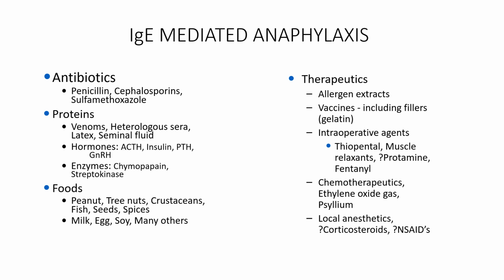Therapeutics like allergen extracts, vaccines, mostly live vaccines, intraoperative agents, thiopental, muscle relaxants, protamine, fentanyl. Chemotherapeutic agents, as we already discussed, like paclitaxel. Local anesthetic agents. Corticosteroids can also cause anaphylactoid reaction, but it is very rare. NSAIDs cause anaphylactoid reactions. There is also a triad, Samter's triad, in which patients develop bronchial asthma due to intake of aspirin, which is an NSAID.